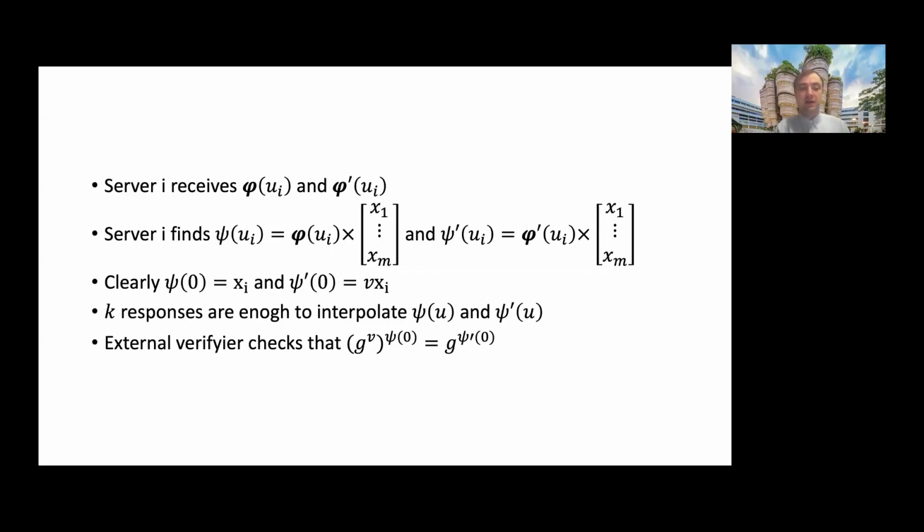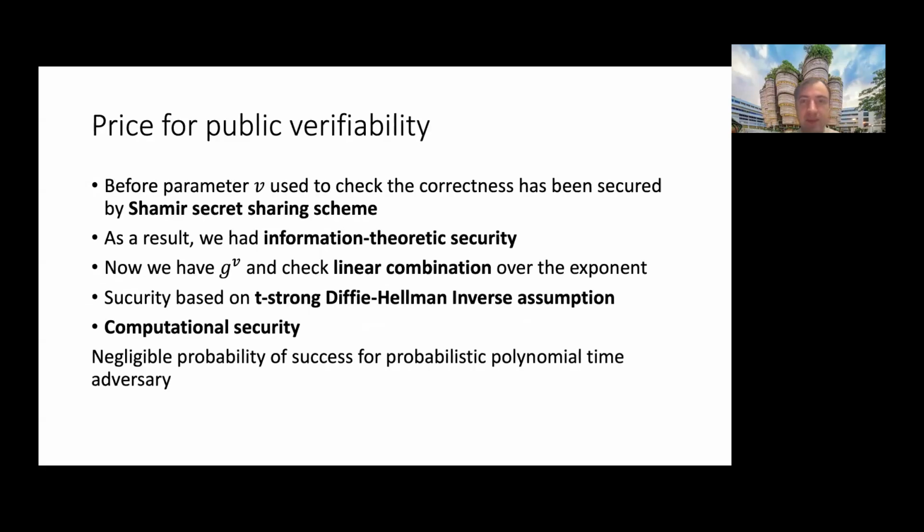And as I said, the external verifier is aware of the value of g in power v. So he or she can check that g in power v in power psi 0 is equal to g in power psi prime in point 0. And can say that if this verification equation is passed, then with certain probability the file which we retrieve is correct. But here is the price.